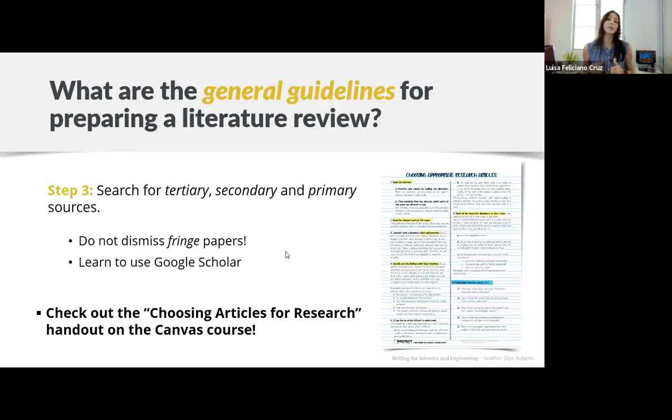So you can take the keywords from step 1 and then use them to find the information that you need. We have a handout, a resource on the Canvas course, which is choosing appropriate articles for research. So sometimes we have articles and we don't know how to approach them. So this checklist will help you figure out what you should do to approach a paper, and how you get useful information out of it. So I encourage you to check it out.